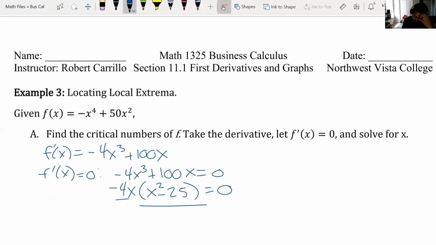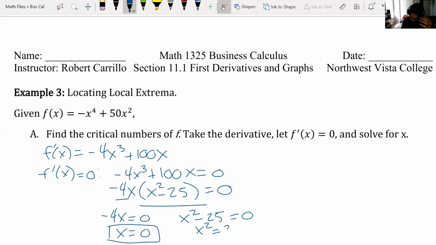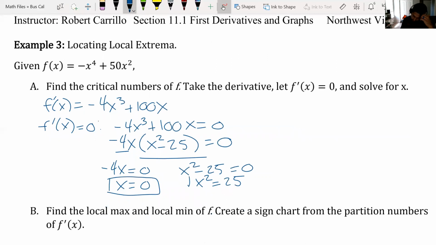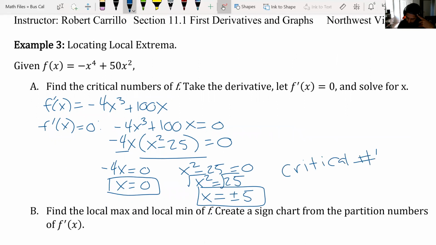Set both terms equal to 0. Negative 4x equals 0, x squared minus 25 equals 0. Here, x equals 0. And here, x squared equals 25. Square root both sides, x equals plus or minus 5. Remember, when you square root, you should always have plus or minus. These, again, are our critical numbers.